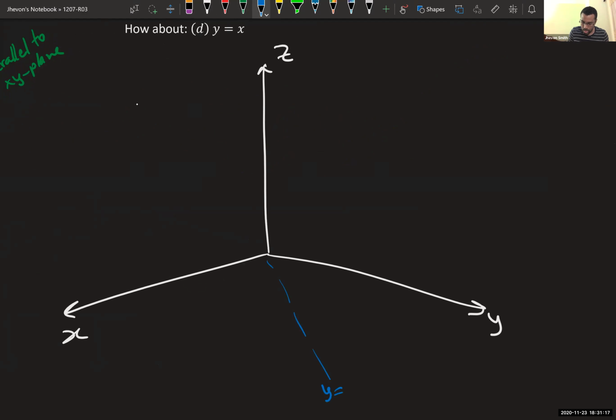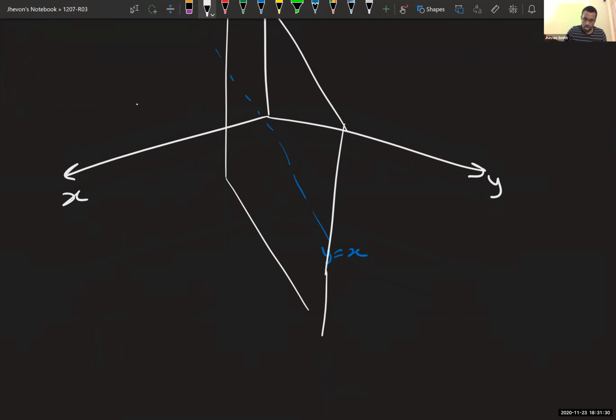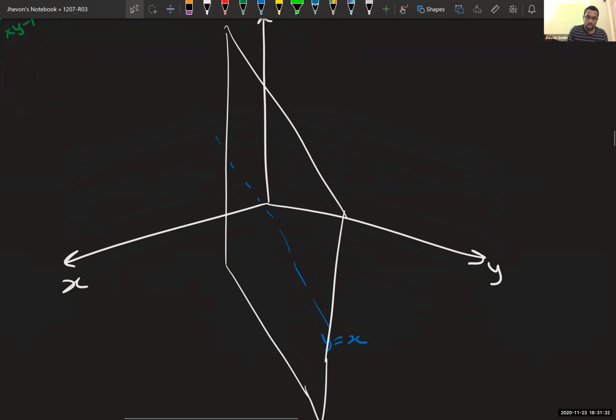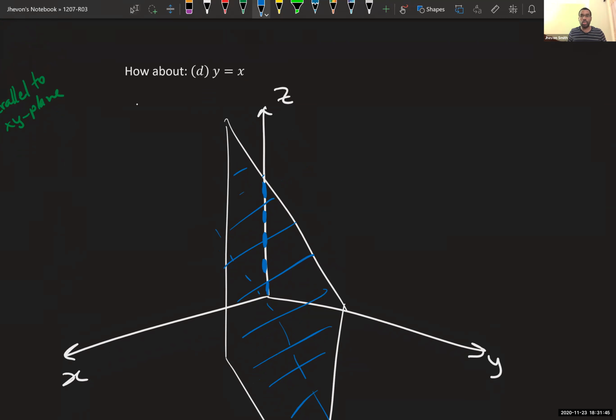This is where y equals x, coming back that way. It slices through the z. Okay, so those guys are all planes.